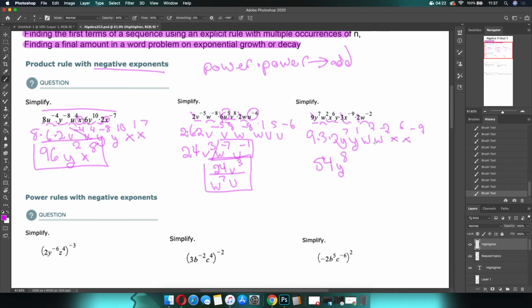W to the 2 and w to the negative 2: 2 minus 2 is 0, so it cancels. And then it is x to the 6 minus 9, which is x to the negative 3.